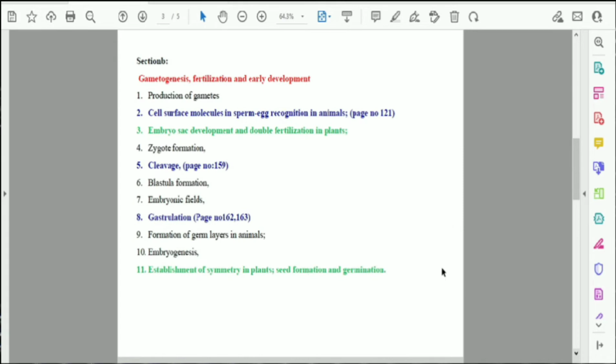Okay, the next is section number B, that is gametogenesis, fertilization and early development. In this section, the important topics are the cell surface molecule in sperm egg recognition in animals, cleavage and gastrulation, and also fertilization. Leave embryo sac development and double fertilization in plants, establishment of symmetry in plants, seed formation and germination, because everything will be covered under plant physiology. And if you are planning to omit the plant physiology unit, then better omit it, no need to study.